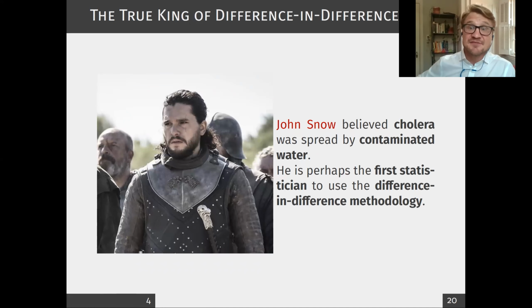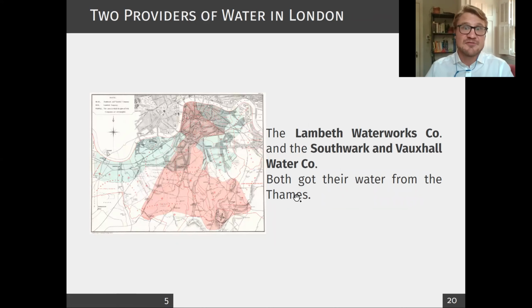He believed that cholera was spread through the contaminated water itself. And he's perhaps the first statistician, although he didn't do actual inference looking at standard errors, to use this difference in difference methodology. The idea was that there were two different providers of water in London. They were called Lambeth and Southwark. This map shows the green as one provider and the red as the other provider. Both of them got the water from the Thames, and the Thames was a disgusting, dirty place to get your water from, because all the defecation was pushed straight into that water, and then people drank that water again.